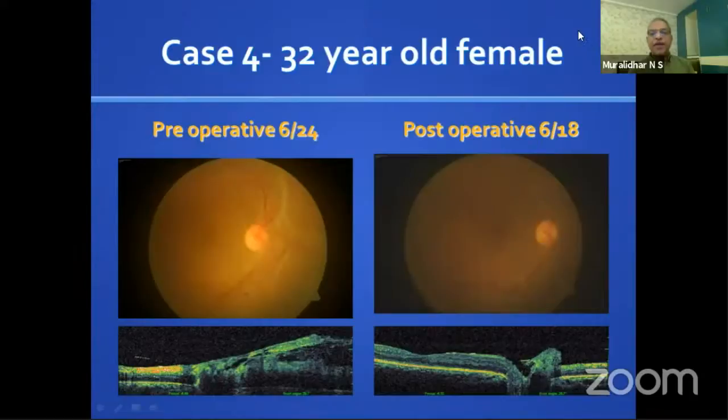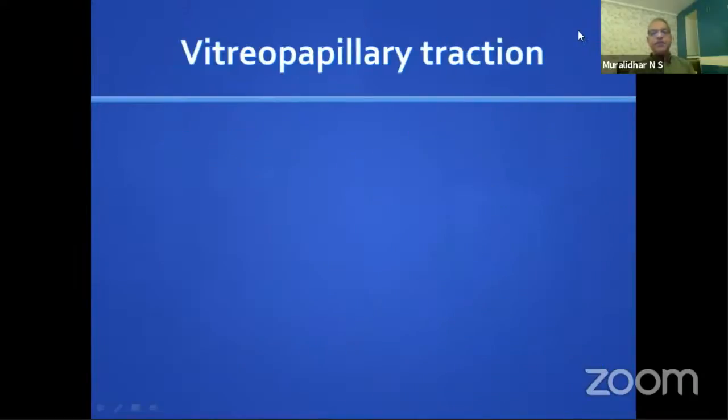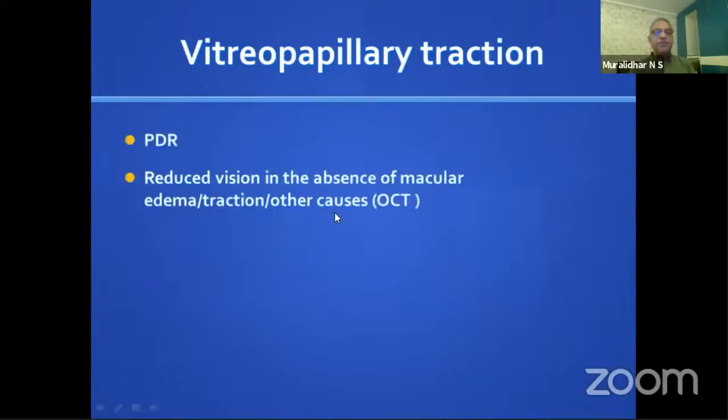So we gradually collected a series of patients with vitreopapillary traction, which in our subset of patients was a component of PDR. And these patients presented with reduced vision, and we could not explain it. It was in the absence of macular edema or traction or other causes.